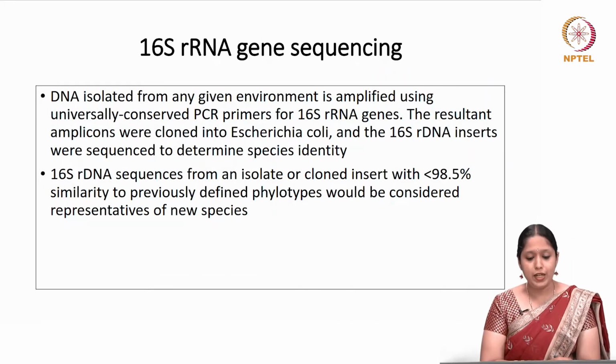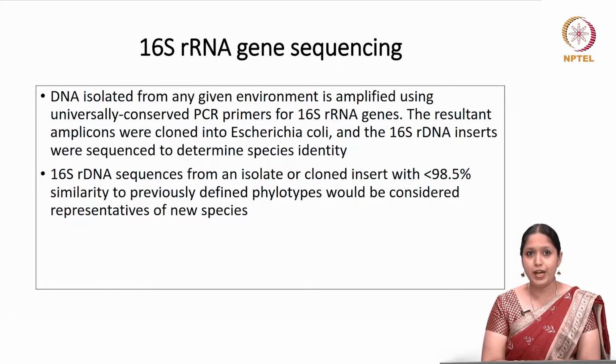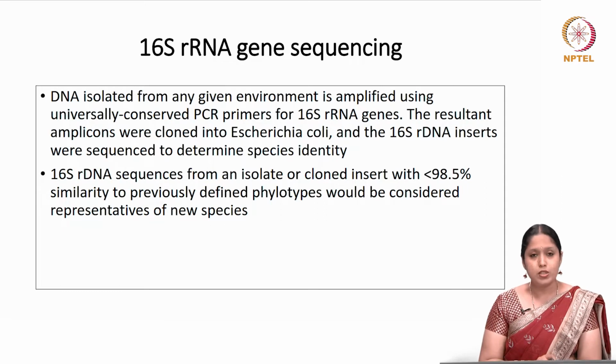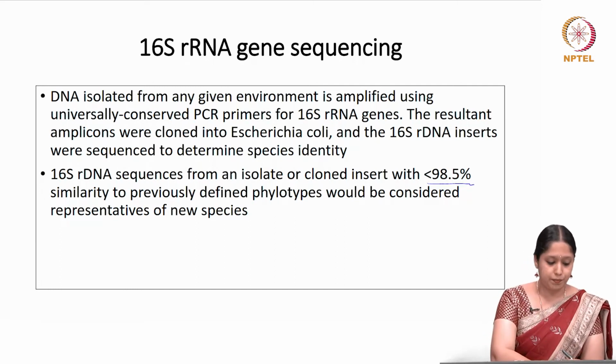DNA isolated from any given environment is amplified using universally conserved PCR primers for 16S rRNA genes. The resultant amplicons were later cloned into E. coli, and then the 16S rDNA inserts were sequenced to determine the species identity. The 16S rDNA sequences from an isolate or cloned insert with less than 98.5% similarity to previously defined phylotypes would be considered representatives of new species. So, it is an important procedure, 16S rRNA gene sequencing.